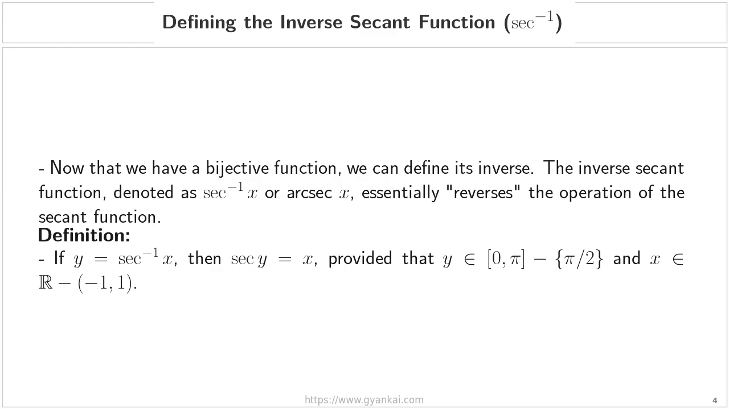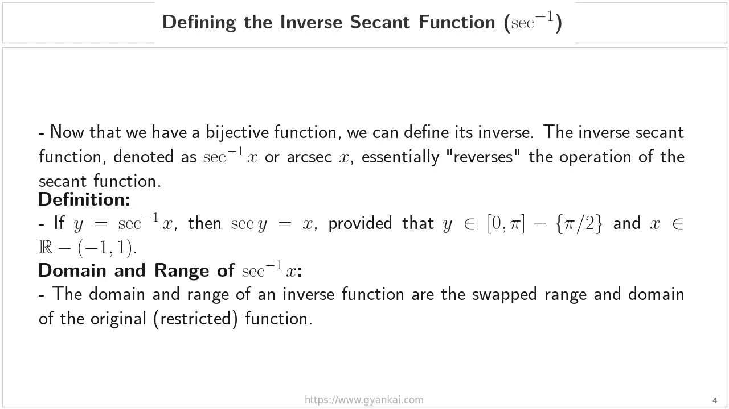If we state that y equals secant inverse of x, then it follows that the secant of y equals x. However, this is only valid provided that y falls within the interval from 0 to pi, excluding pi over 2, and x is any real number except those between -1 and 1. To understand the domain and range of this inverse function, remember the general rule.